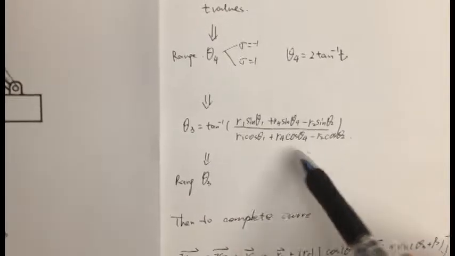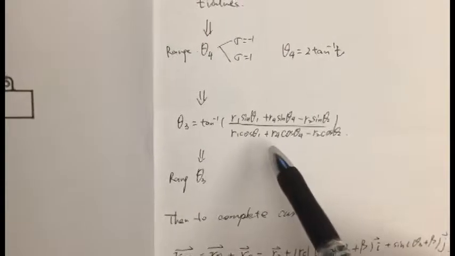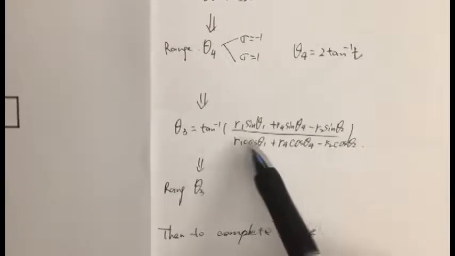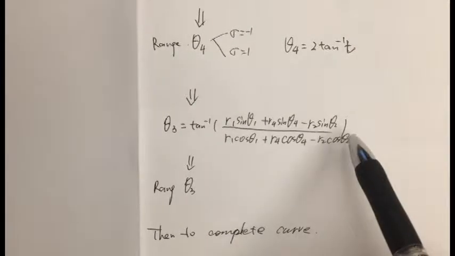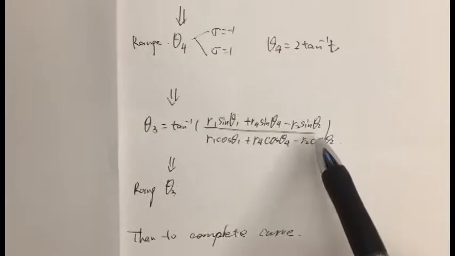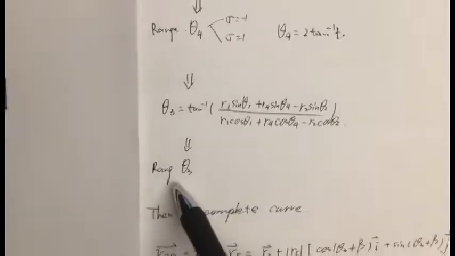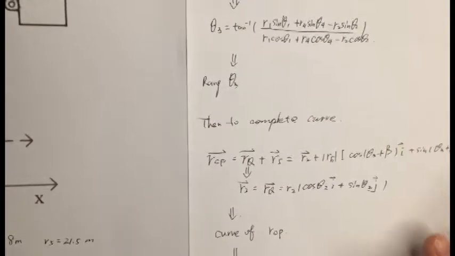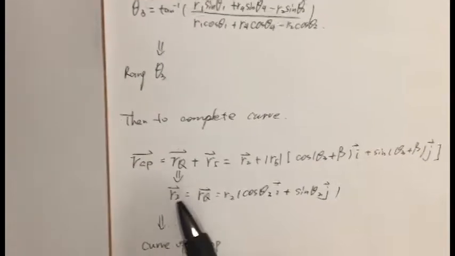Theta 3 is this function, and we know all the parameters for theta 3, so we substitute R1, R4, R2, and theta 1, theta 4, theta 2 into this function, and we can get the range of theta 3. The very last thing is to calculate the curve.